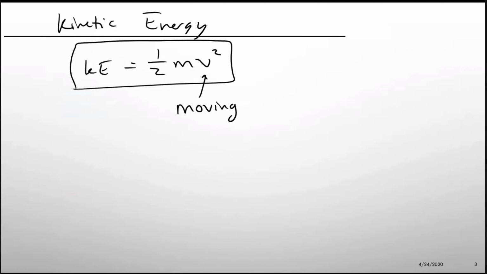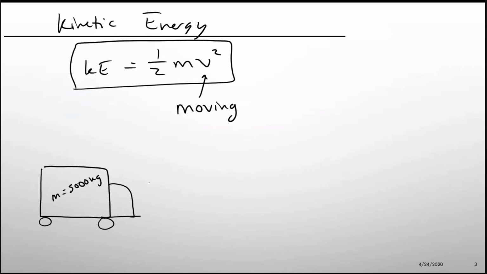So suppose you are taking a truck that is moving and has a mass of 5,000 kilograms. That's a big truck. It's moving at a velocity of 10 meters per second, and it slows to a stop.